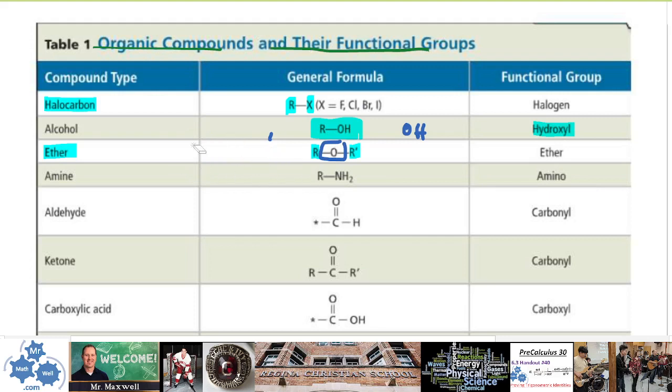All right, amine. Amine, a compound type, is a carbon chain or ring with an NH2 on it.